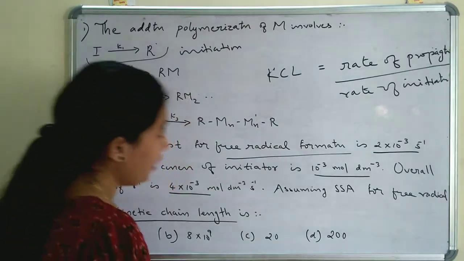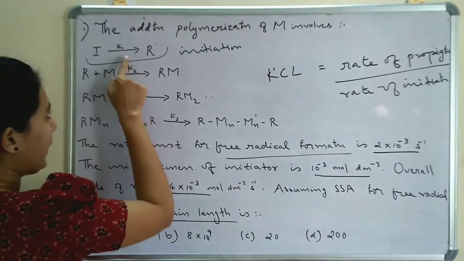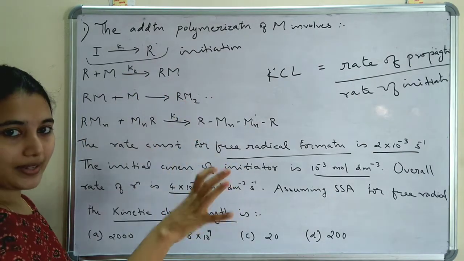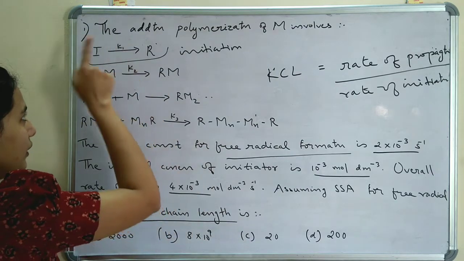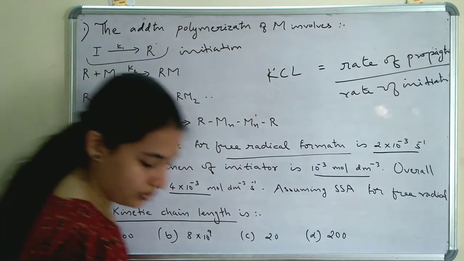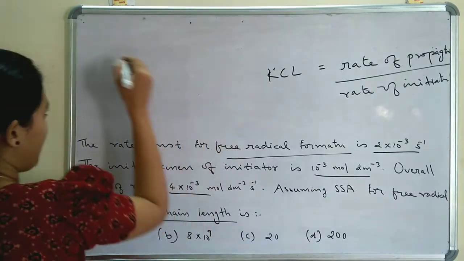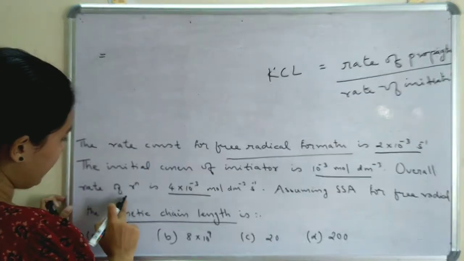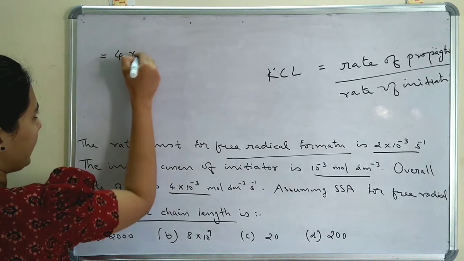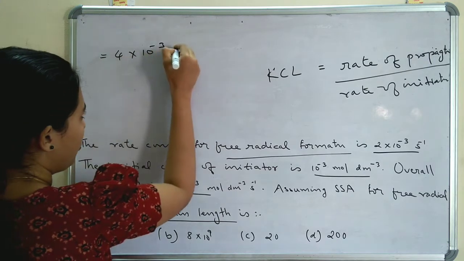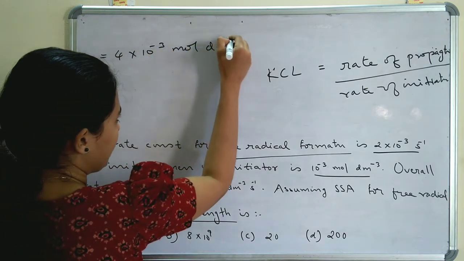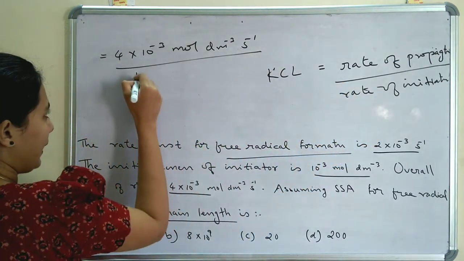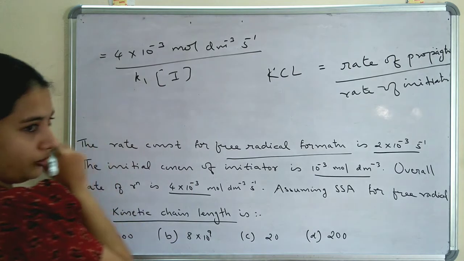So okay, rate of initiation is what? K1 into I. Rate constant into concentration of reactant gives you rate. So K1 into I is the rate of initiation. So substituting we will get rate of propagation, the overall rate. Overall rate is 4 into 10 raised to minus 3 mole per decimeter cube per second, divided by rate of initiation, which is K1 into concentration of I.